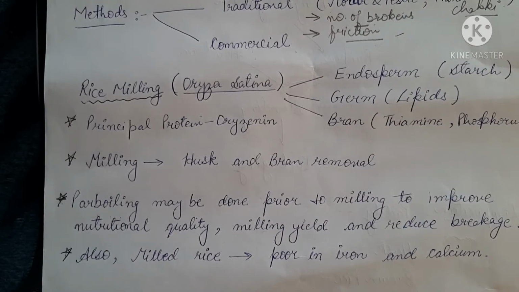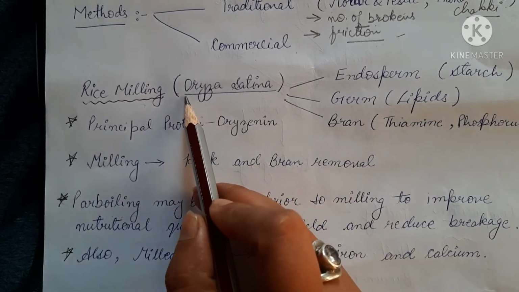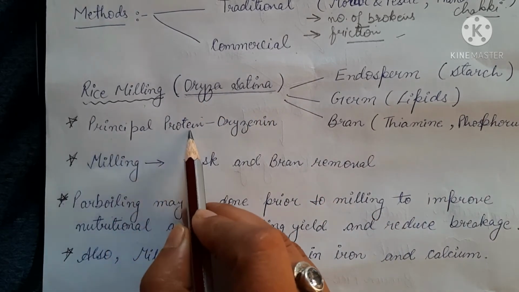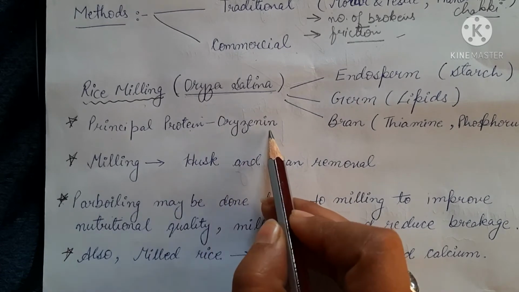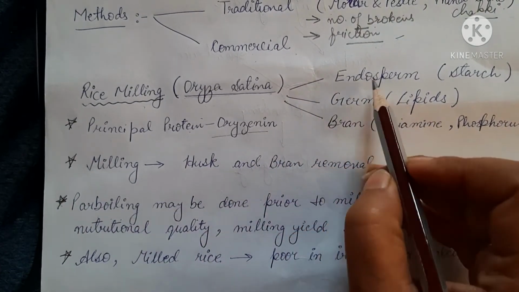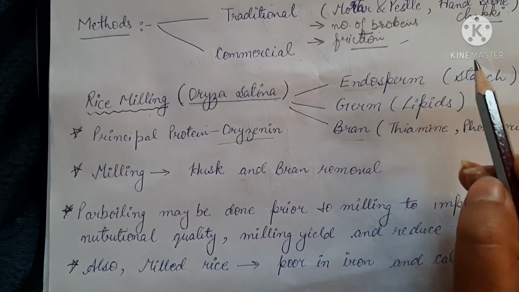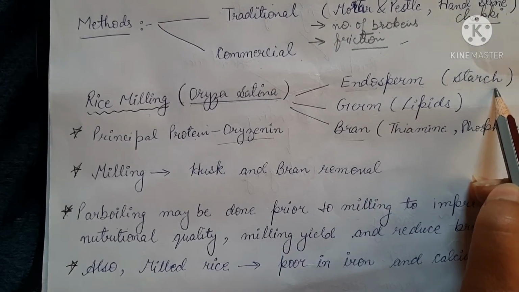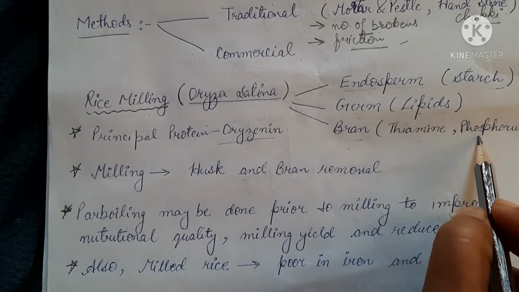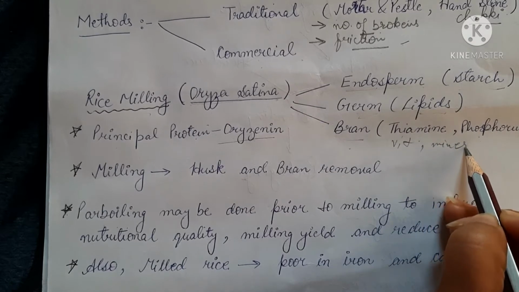So now we will talk about rice milling. The scientific name of rice is Oryza sativa, and with the same name we get the principal protein in rice, which is oryzenin. A basic structure of rice contains endosperm, germ and bran. The endosperm is made up of starch; it contains the majority of the starch. Germ contains the lipids, and bran contains the thiamine, phosphorus, your vitamins and your minerals, right?